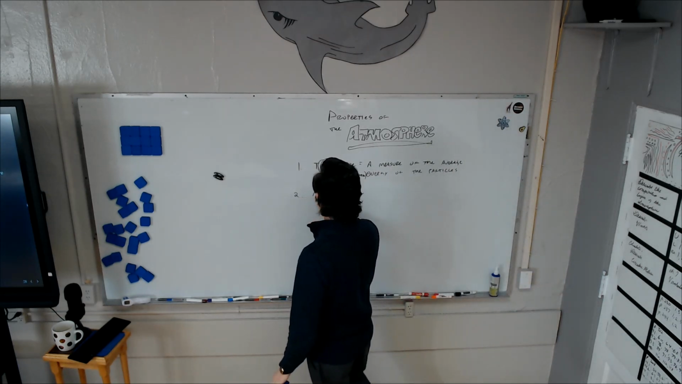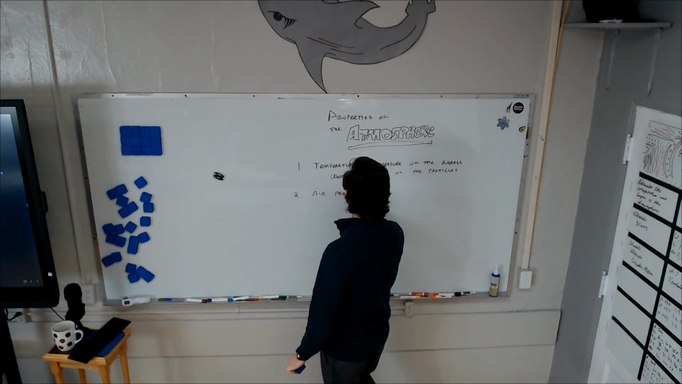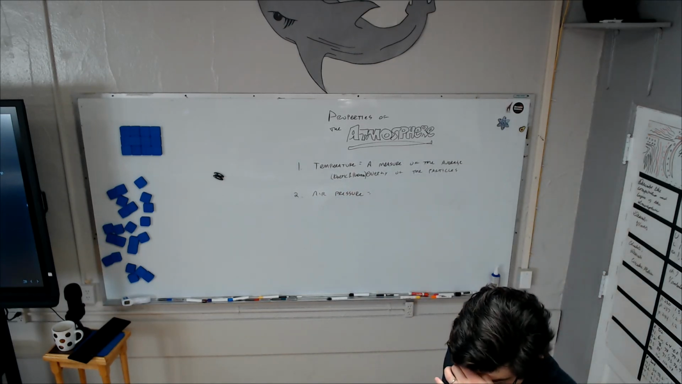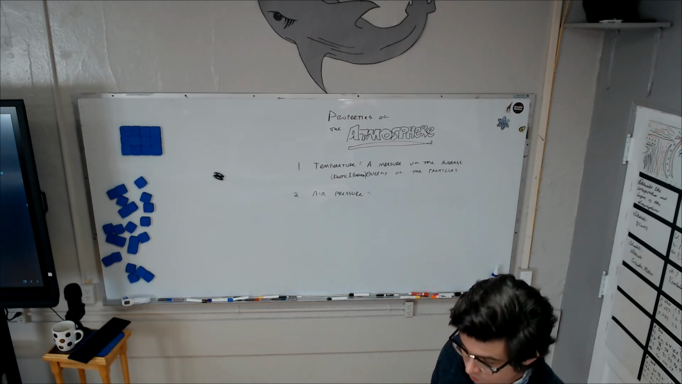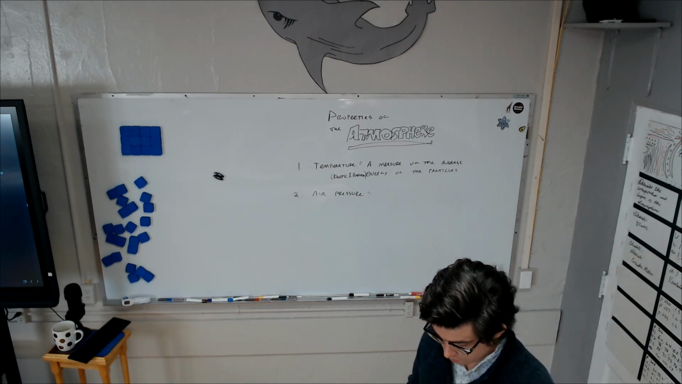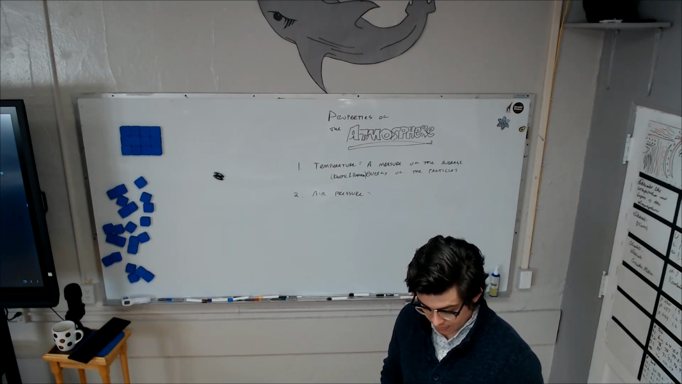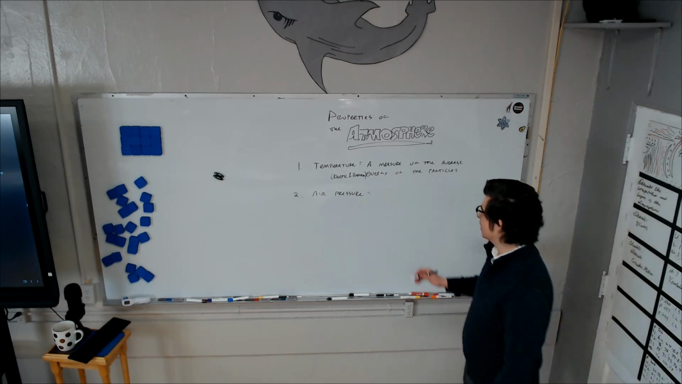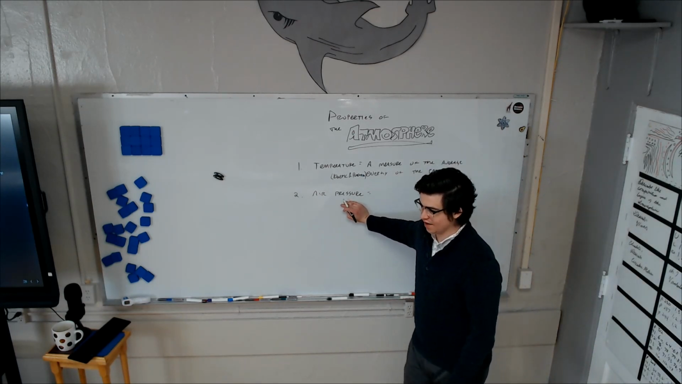Number 2, air pressure. Let's define air pressure. Can you think of a way we can define that? The pressure exerted on the surface by the weight of the atmosphere above the surface. Yeah. Okay. We can't really use the word pressure to define pressure, can we?